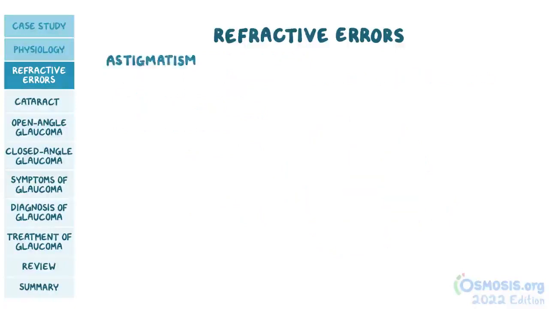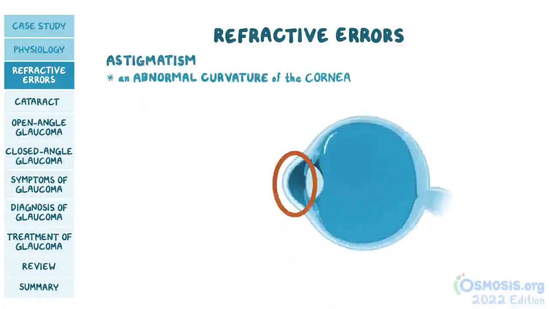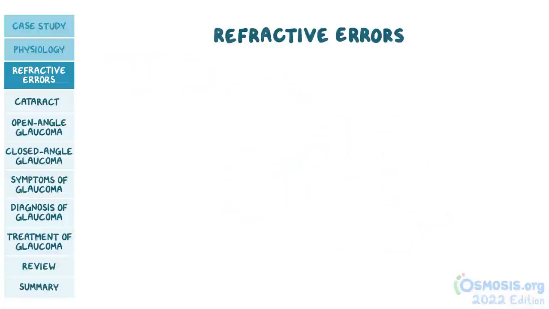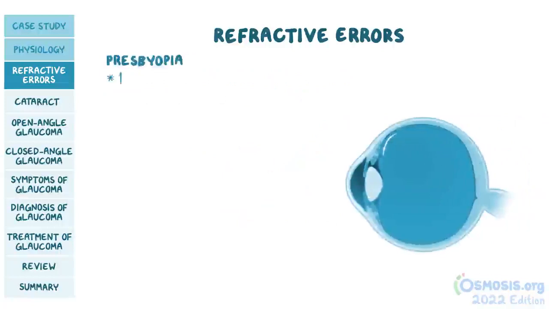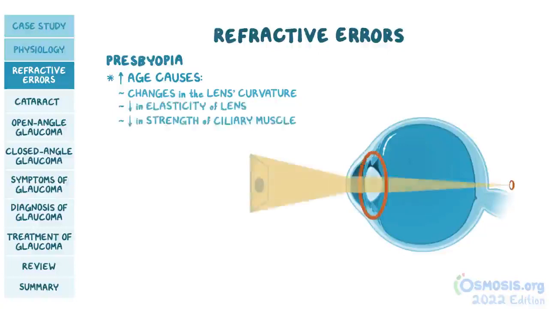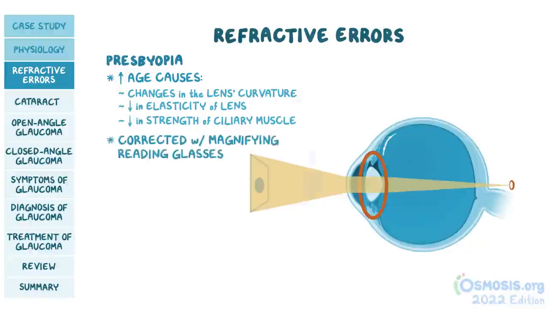In astigmatism, there is an abnormal curvature of the cornea, which results in varying refractive power at different axes. Astigmatism can be corrected with cylindrical lenses. Finally, there's presbyopia, where increasing age causes changes in the lens curvature, as well as a decline in the elasticity of the lens and the strength of the ciliary muscle, which normally controls accommodation of the lens to see objects at different distances. As a result, presbyopia impairs accommodation or focusing on near objects, which can be corrected with magnifying reading glasses.